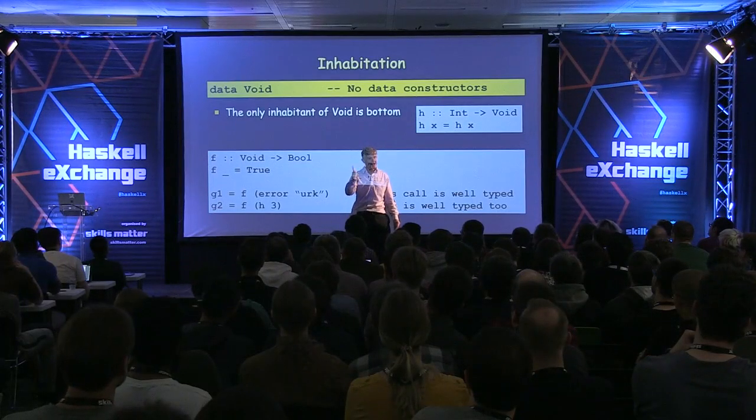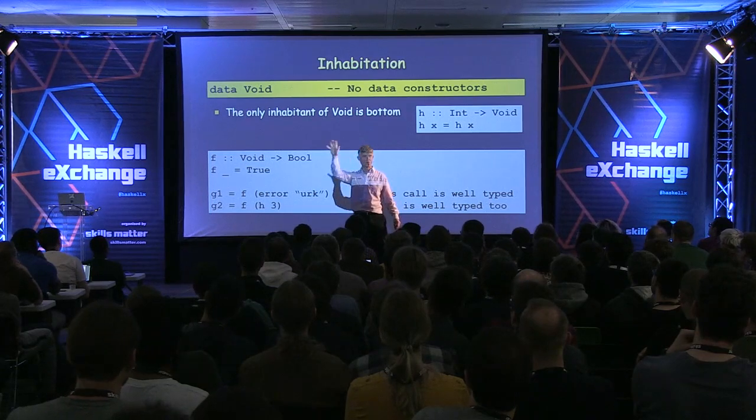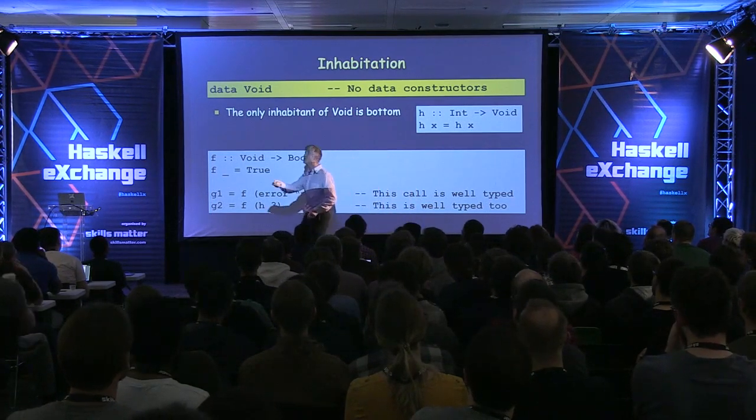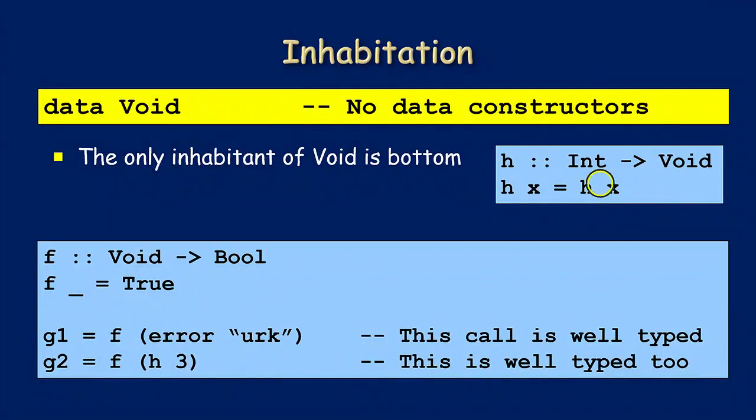Only one, namely bottom. That's right. The right answer in this talk is always bottom. And so here is a way in which you can construct a value of type void. You could call h on 3, right? H of x is h of x, so it is indeed bottom. Or error of Irk also has type void. So it's a funny type. It only has a single inhabitant, bottom.